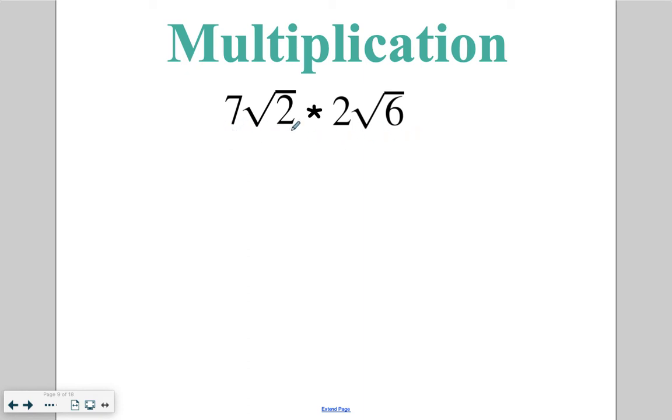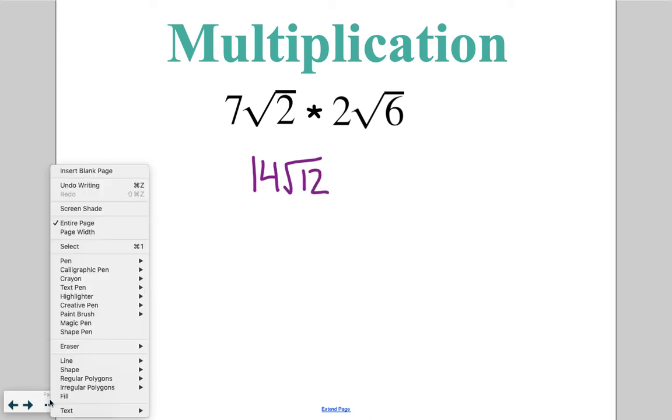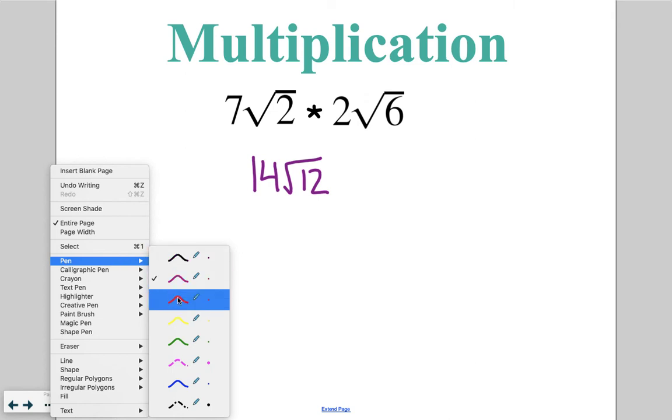So I multiply the outside numbers, so the 7 times 2, and then I end up with 14. Then I multiply inside the square roots, which is 2 times 6, which is 12. Now I need to make sure that I cannot simplify. In this case, when I look at 12, I can divide that by a perfect square. I can divide it by 4.